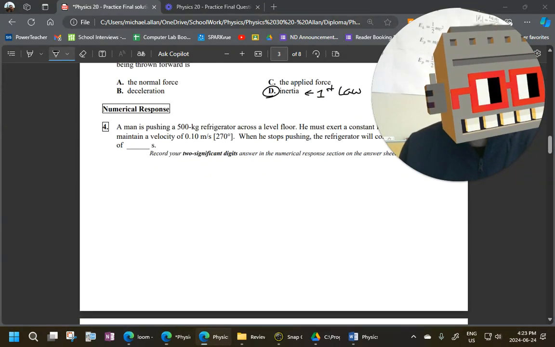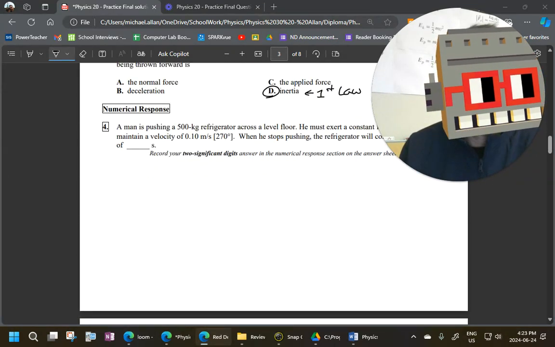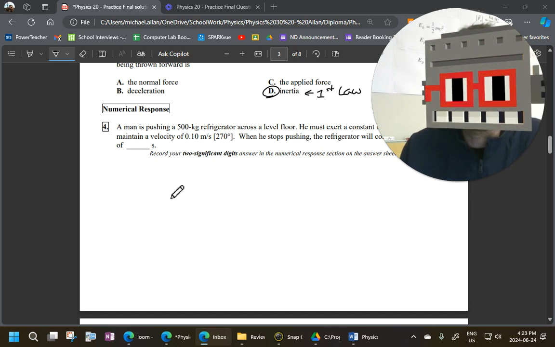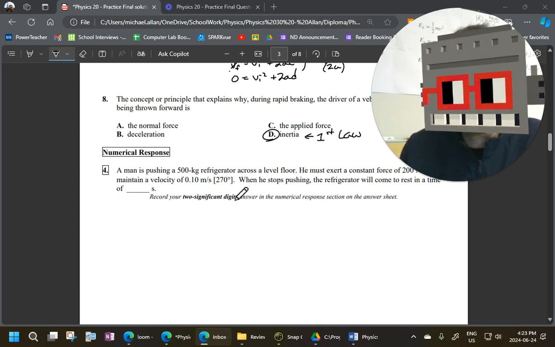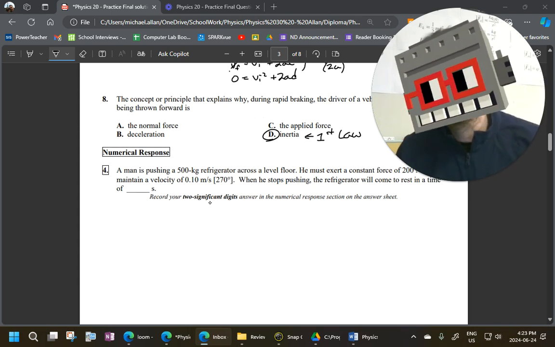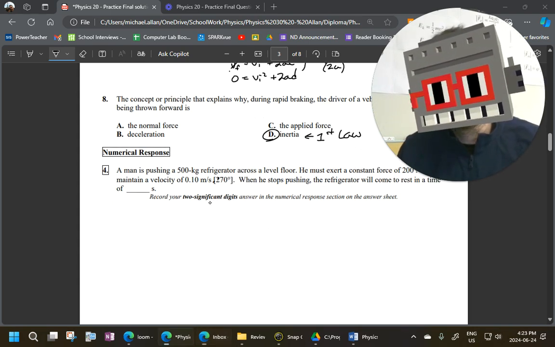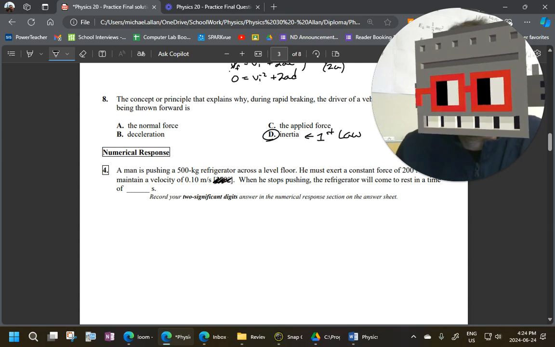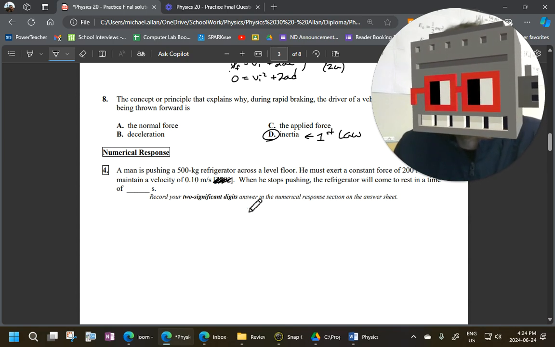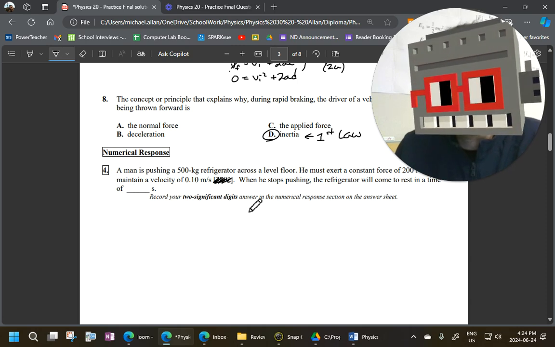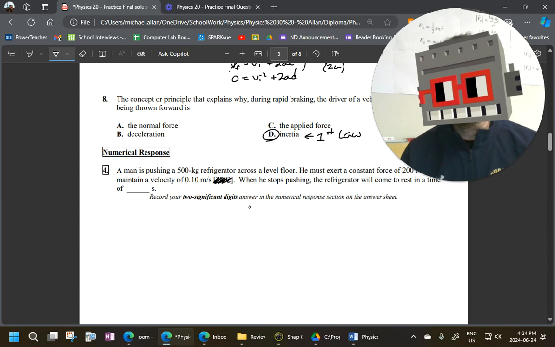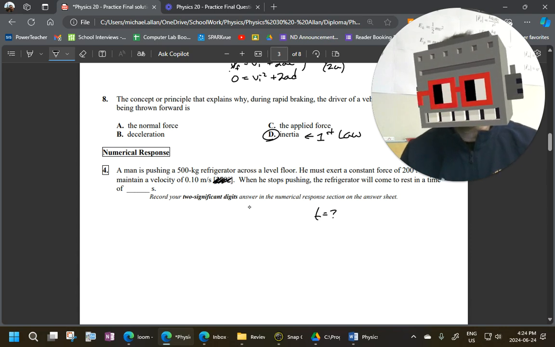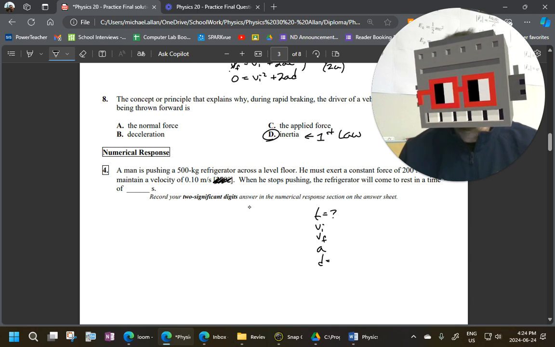All right, question 4. Numeric response number 4 here. A man pushes a refrigerator across level floor, must exert 200 newtons to maintain this. This direction here is just going to throw you off here. Maintain a velocity of 0.1 meters per second. When she stops, it's going to come to a rest. How long does that happen? So we're looking for time eventually. So to find the time, I'm going to need a few things. What's my VI? What's my VF? What's my acceleration? What's my D?